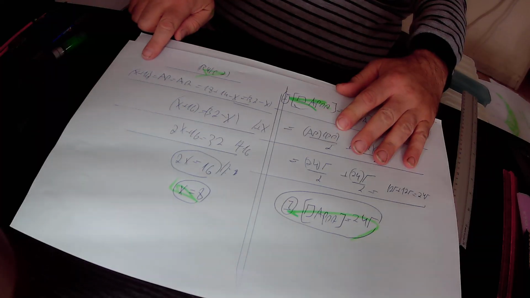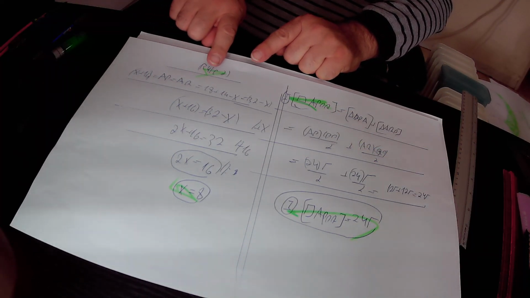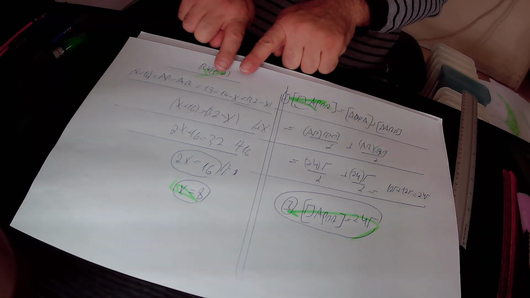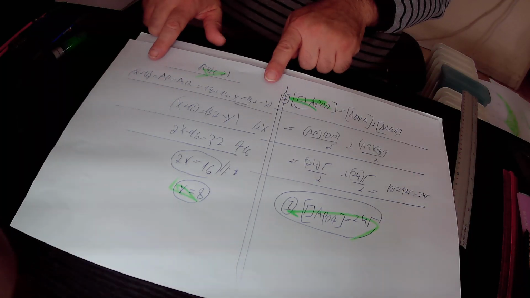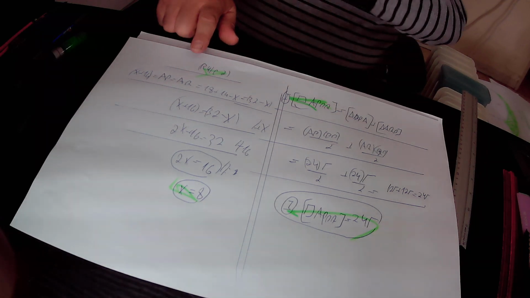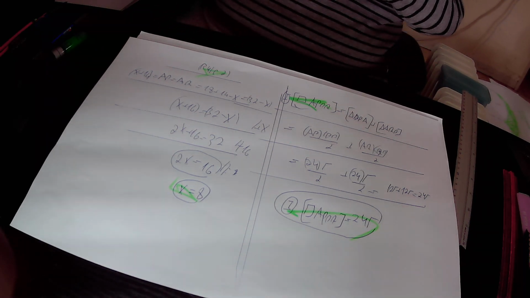AP equals 16 plus X and AQ in total equals 18 plus 14 minus X. 18 plus 14 is 32, so this expression in total equals 32 minus X. Those two sides of the equation are equal to each other. That is to say, X plus 16 equals 32 minus X.